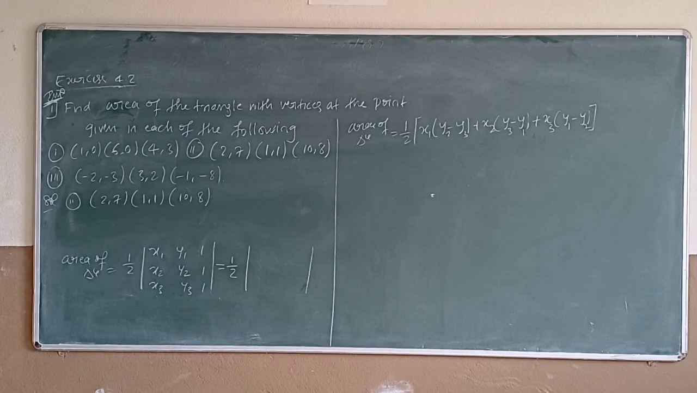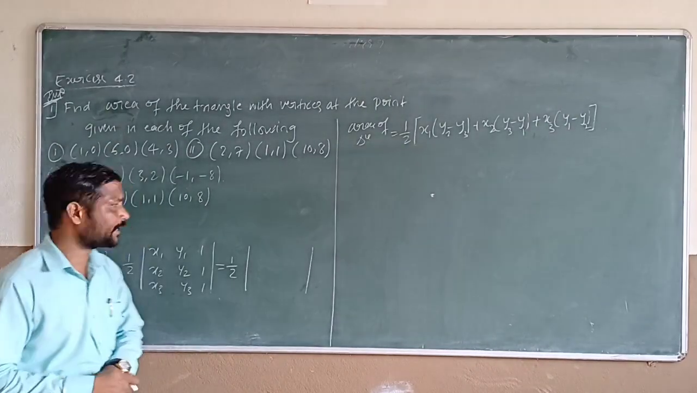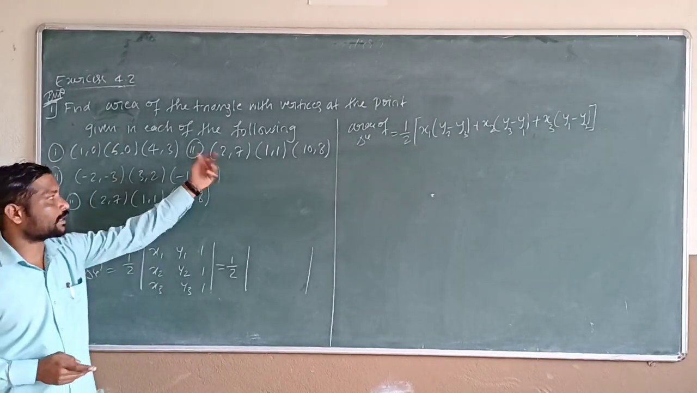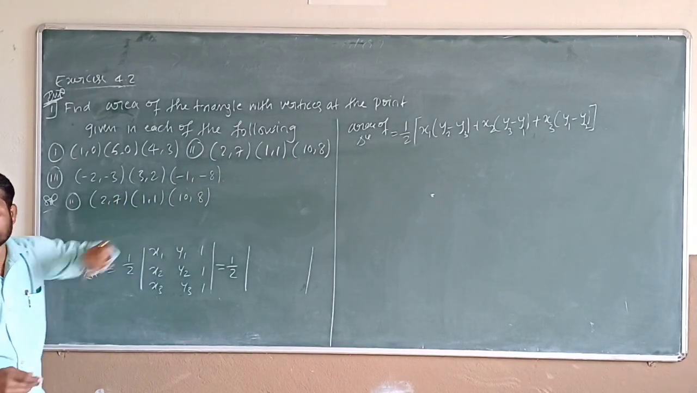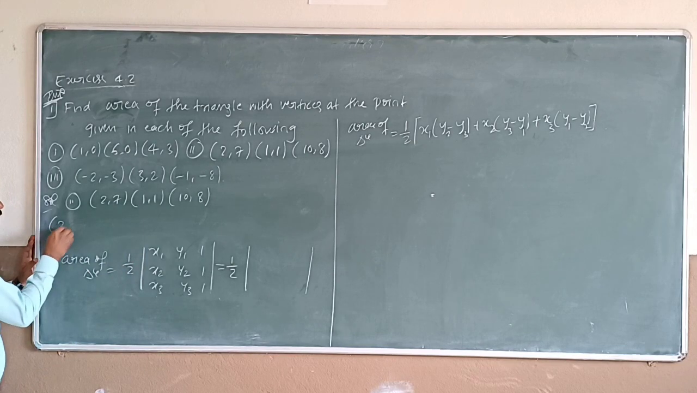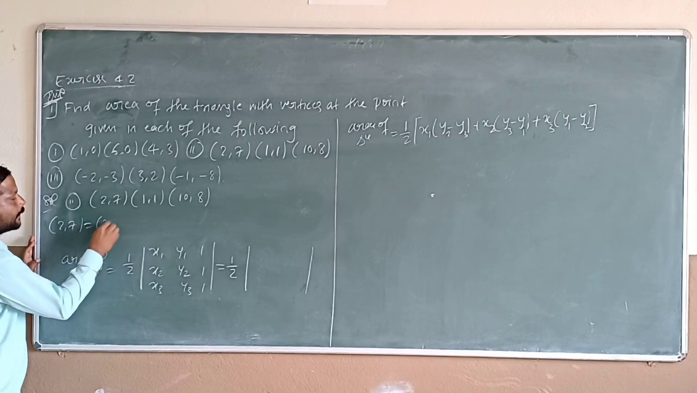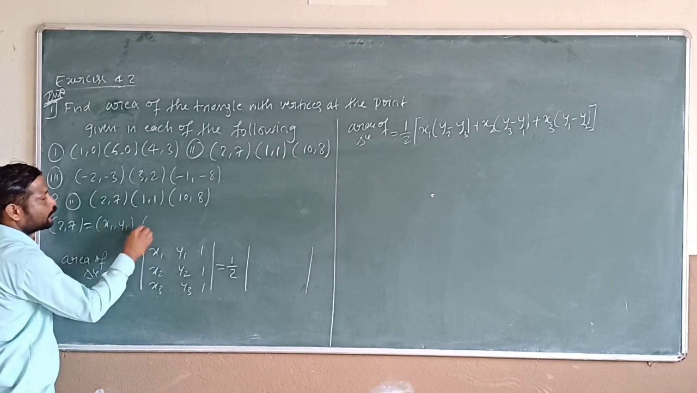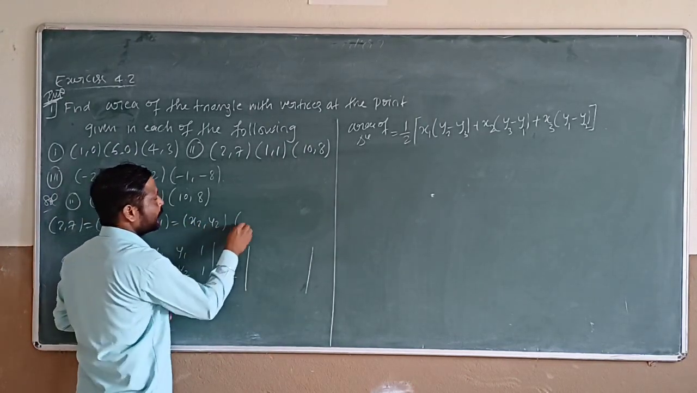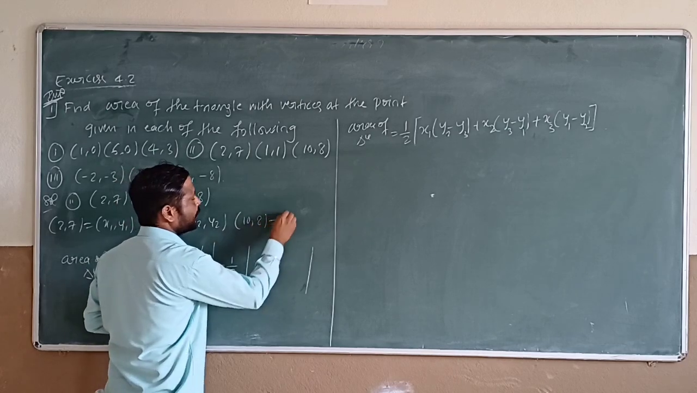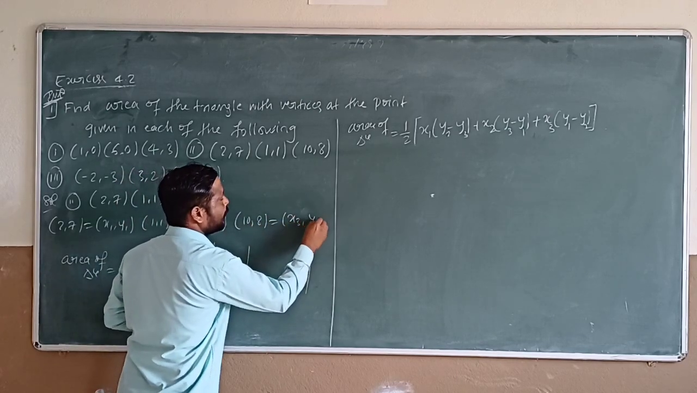Okay, right, take up question number 2. What are the points here? 2, 7, 1, 1 and 10, 8. Take 2, 7 as x1, y1, and 1, 1 as x2, y2, and 10, 8 is equal to x3, y3 now, right?